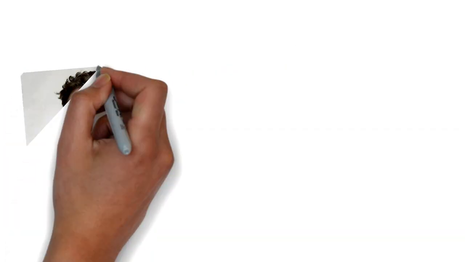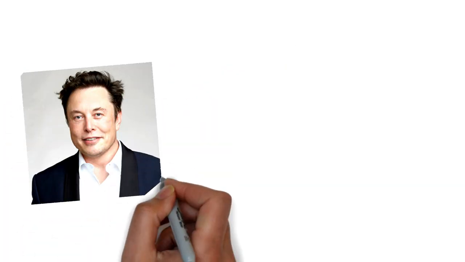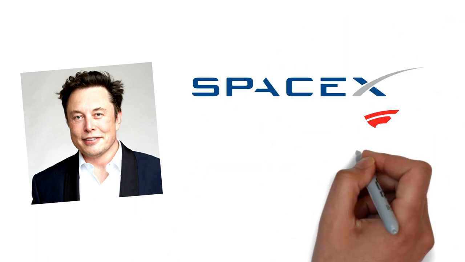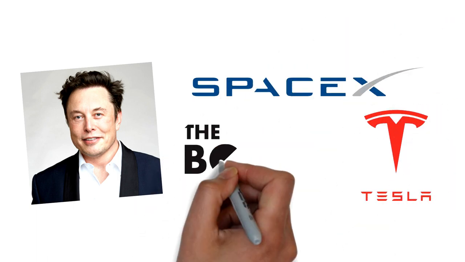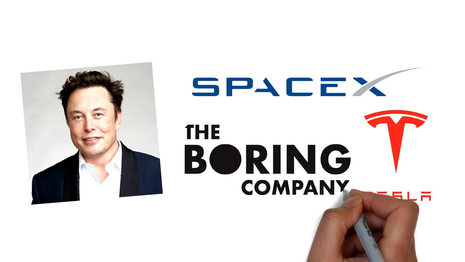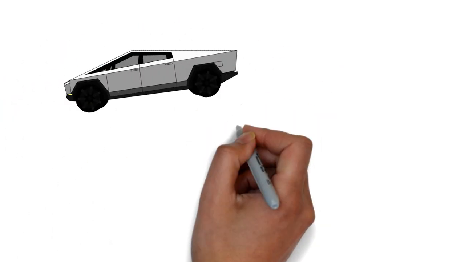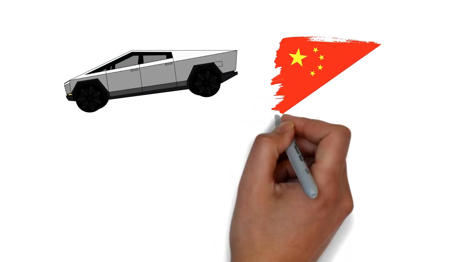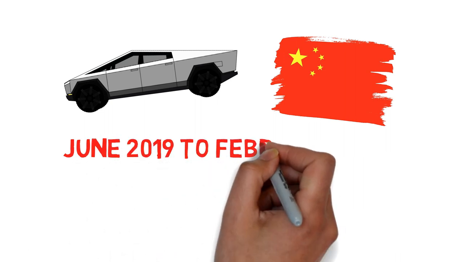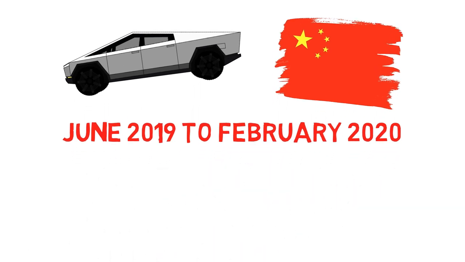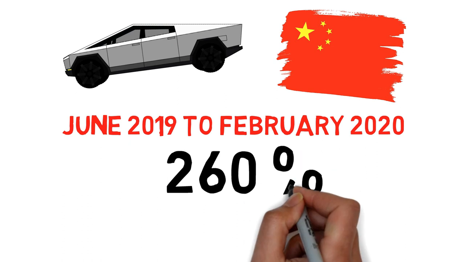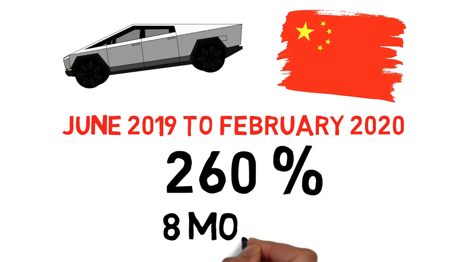Elon Musk is a gem of a person, and it seems like he's turning everything into gold. Earlier, when he predicted the skyrocketing of Tesla stock in the coming years, no one paid attention. The Cybertruck and then production starting in China were turning points. The stock gained momentum and never looked back. From June 2019 to February 2020, Tesla gained a mighty 260% in the span of just 8 months.